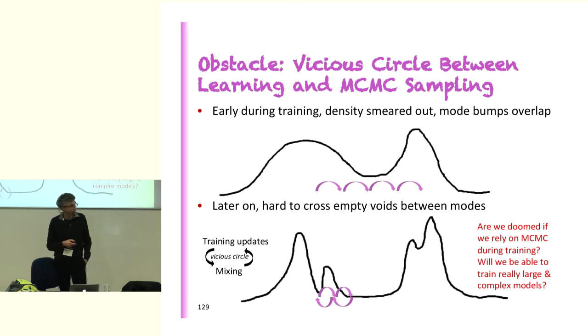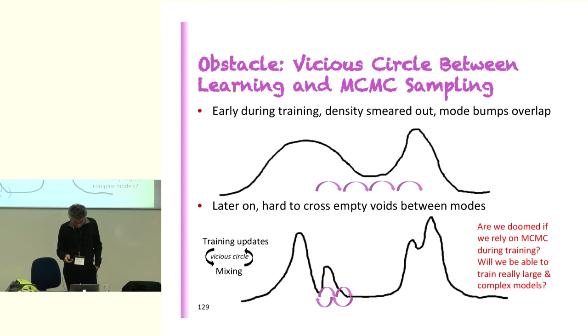So there's a kind of vicious circle between the training, which makes the model sharper, and the mixing between modes, which becomes harder as the model gets better. But then if the samples we get are not representative because it visits this mode but not that one, then our training gets bad, and so it stalls. So I think that's one of the issues with RBMs, which we haven't completely fixed, but I'll tell you about some things later that may help.